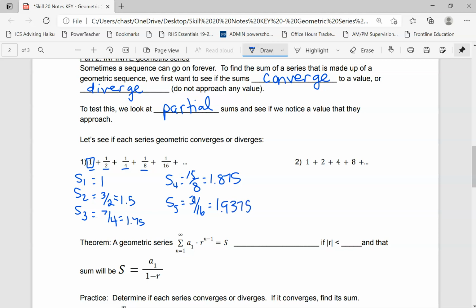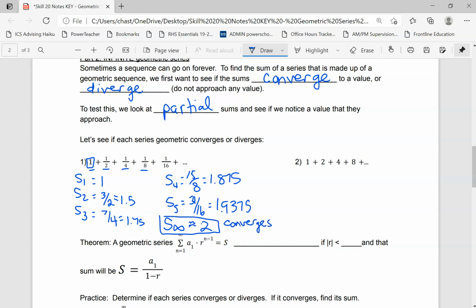All right, so let's take a look at these values. The sums appear to be getting closer and closer to the number 2. So maybe we might conjecture that S sub infinity, meaning we keep going on forever, is about 2, maybe. When that happens, we would say this converges.